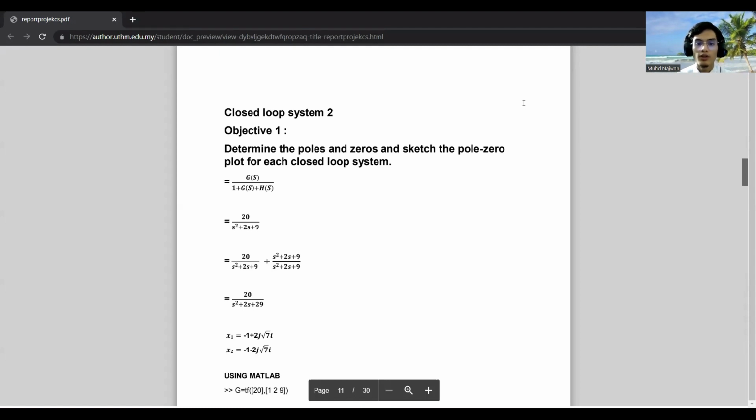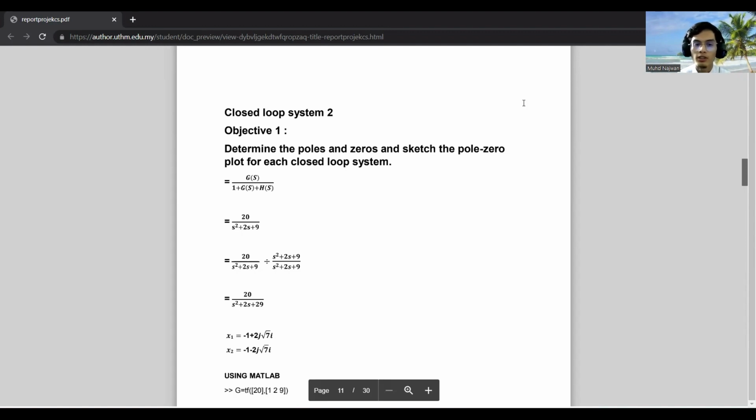I will present about closed loop system 2. For closed loop system 2, objective one asks us to determine the poles and zeros and sketch the pole zero plot for each closed loop system. From this question, we need to write the feedback equation, G(s) over 1 plus G(s) times H(s). This is the equation.